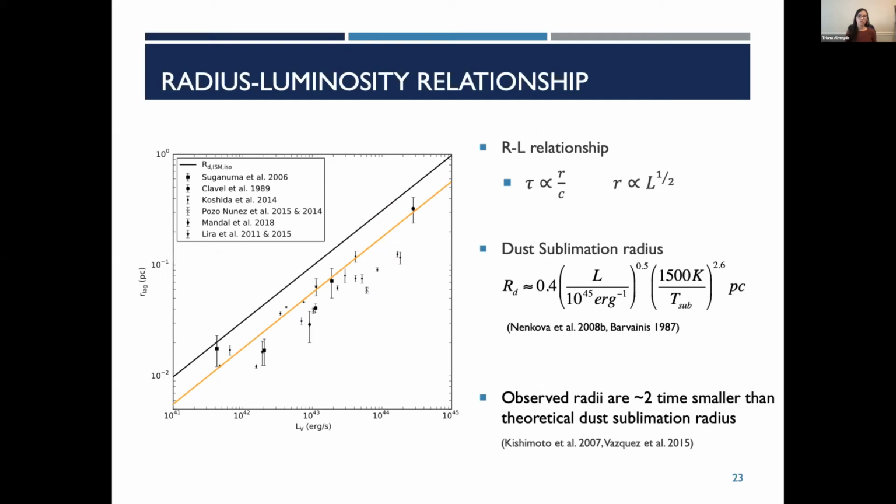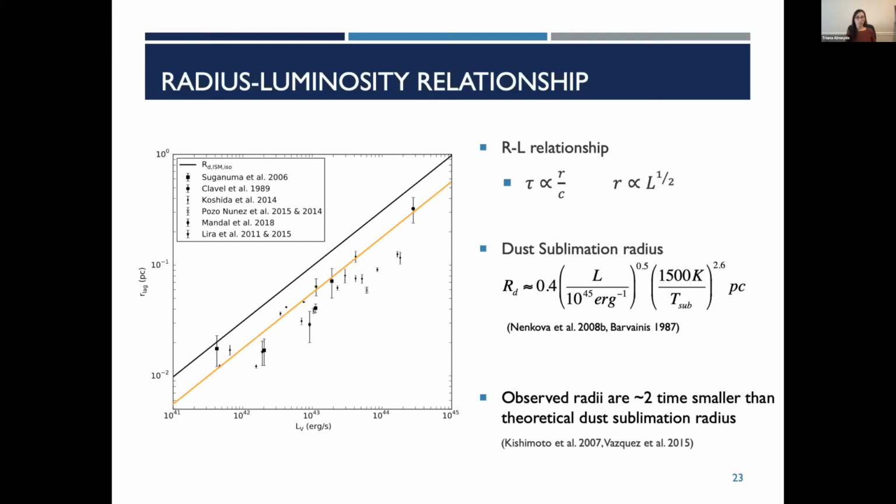And the radii determined from reverberation mapping methods tend to be smaller than that from the theoretical dust sublimation radius for ISM grains, which is shown as a black solid line, which have a sublimation temperature of about 1500 Kelvin. So several explanations have been proposed to explain this discrepancy, such as including an inner component of hot graphite dust or large grain sizes, which have a higher sublimation temperature, or anisotropic illumination of the torus.